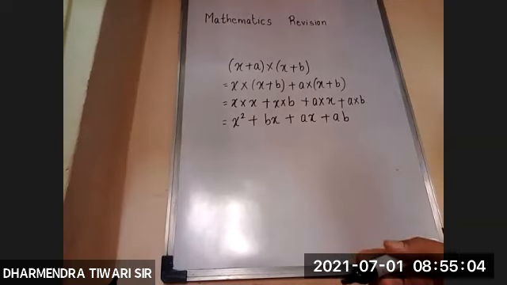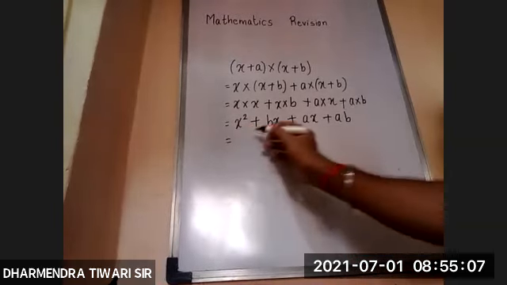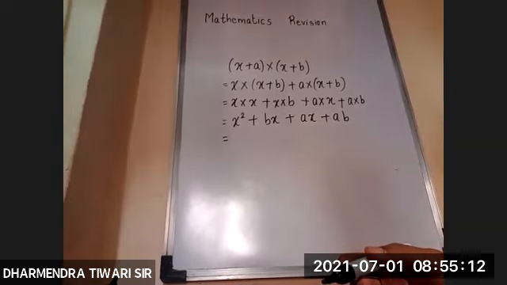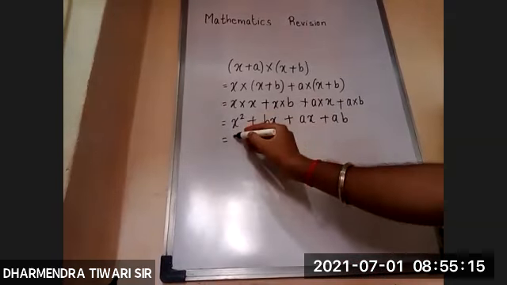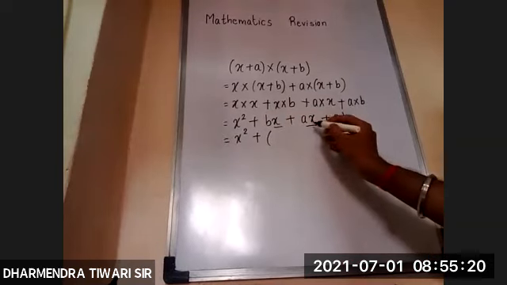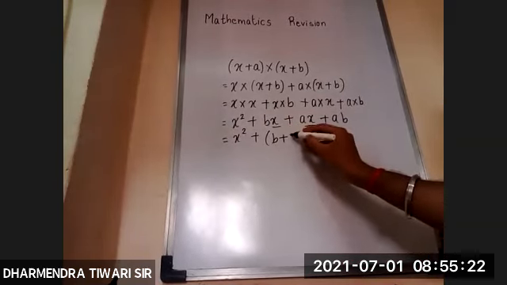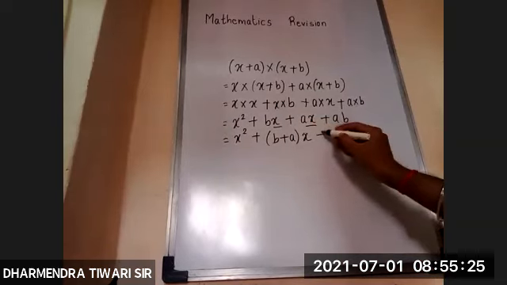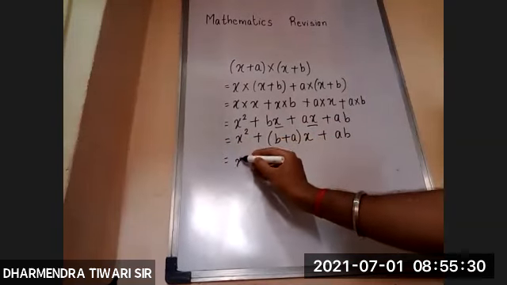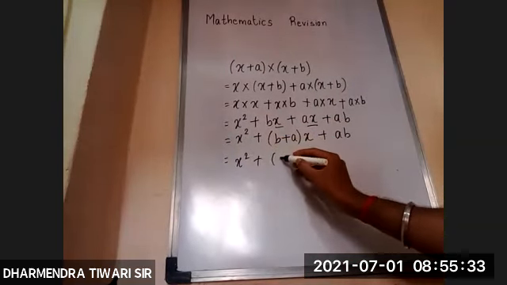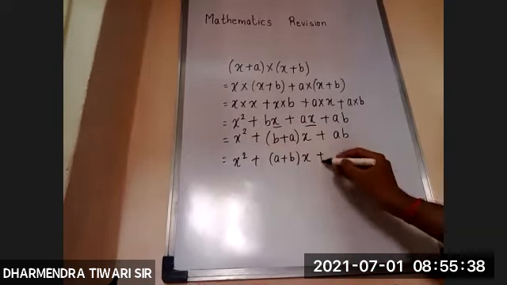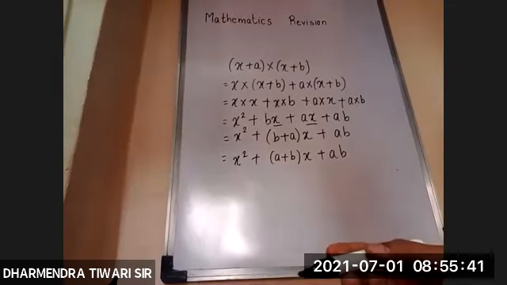Now, our observation, as per our requirement, what we are here for. We are here to show that the number that we get in between will be in the sum form. x square, here we can see that x is common. So (b plus a) into x plus ab. Now b plus a can be written as a plus b, no doubt.